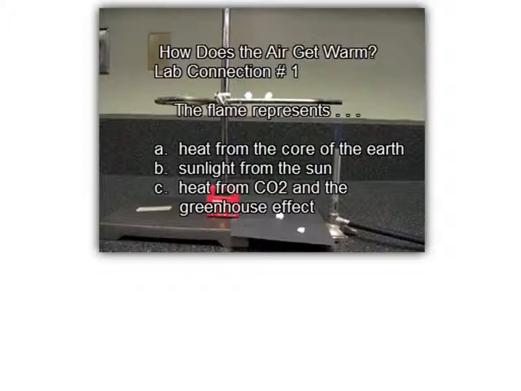So as the video continues, as we've paused it now, but once we continue the video, think about what the flame represents in this video. The flame is heating the bar, and then the Crisco is responding to the heat. So is the heat from the core of the Earth represented by the flame? Or does the flame represent the sunlight from the sun? Finally, is it possible that this heat comes from CO2 and the greenhouse effect?